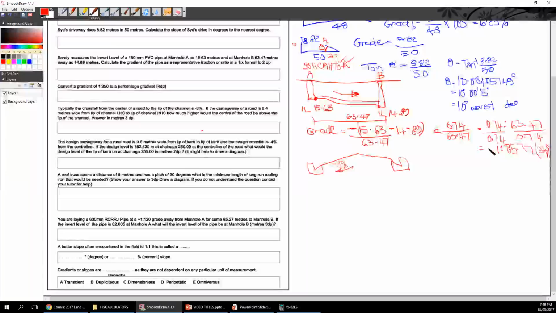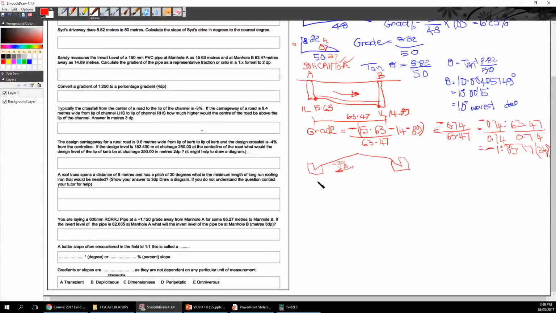That'll be a negative gradient there because it's going downhill, so we could put that in minus, it's going downhill. So yeah, negative. So perhaps we should take the lower from the higher. Okay, that's negative 3%.